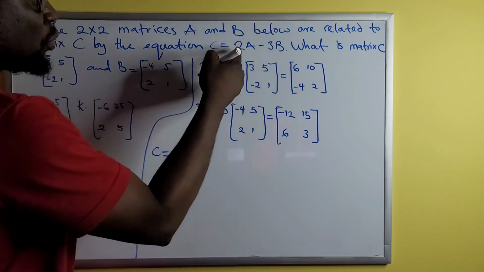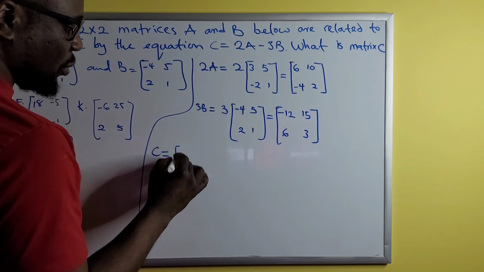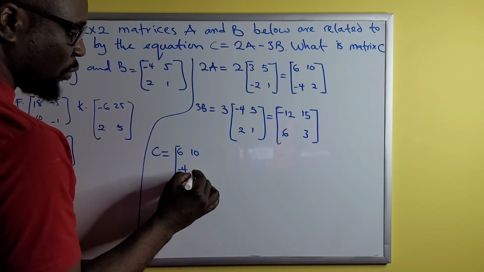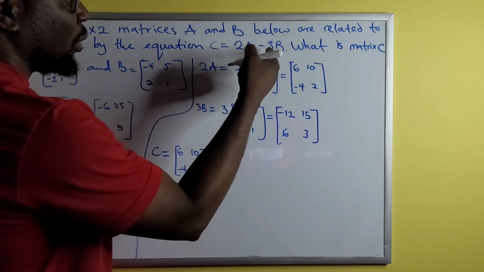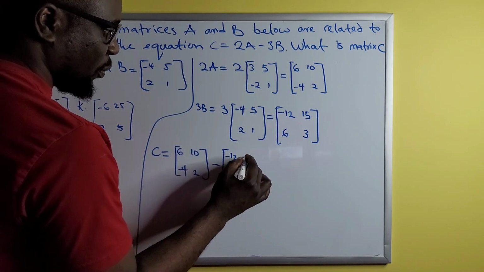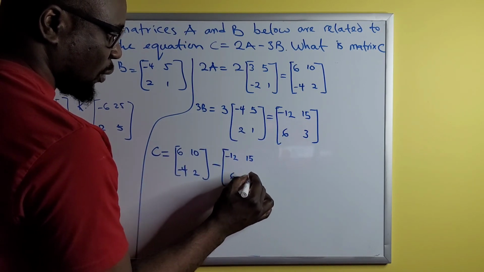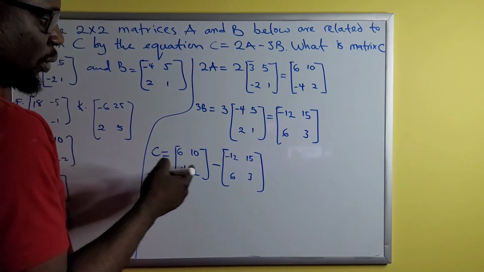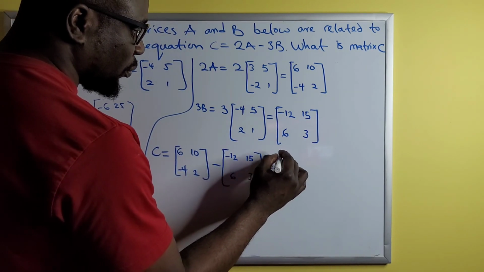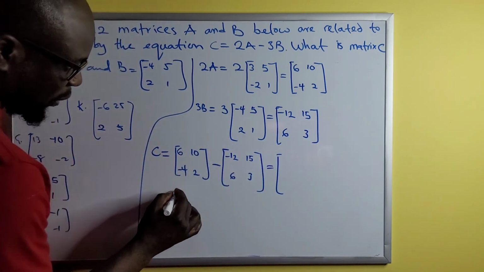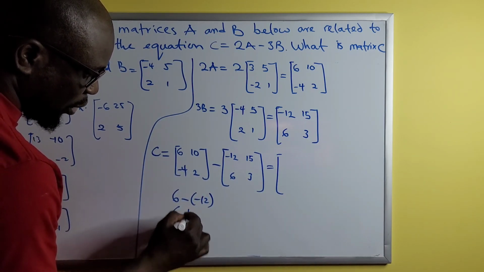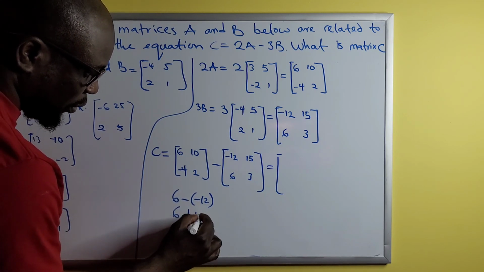C is equal to 2A, which is this, right? So you get 6, 10, minus 4, 2, minus 3B, which is this. So you get minus 12, 15, 6, 3. So let's do the math. 6 minus minus 12. That will be the same thing as 6 plus, because minus times minus is going to be plus 12. So that's 18.